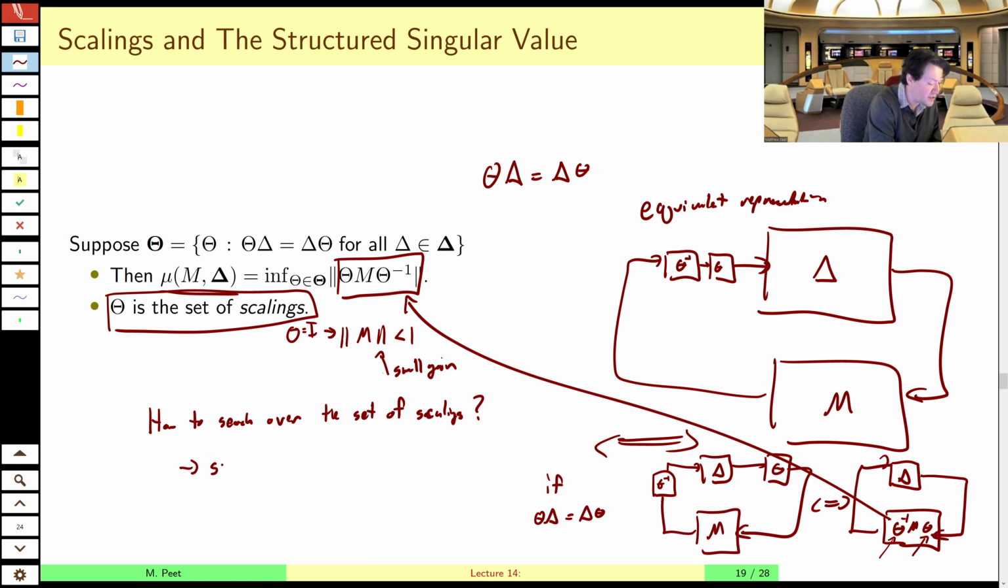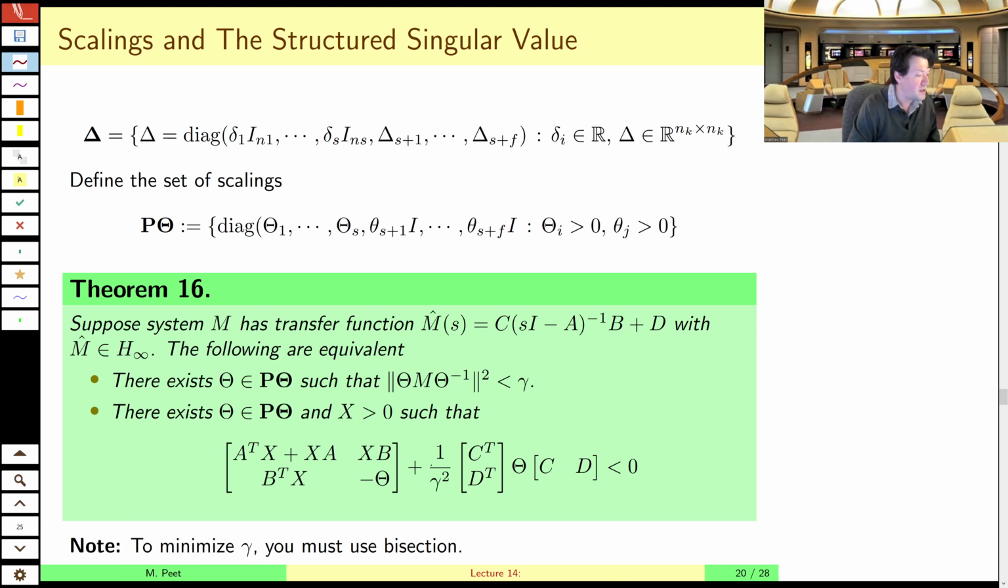So if we can search over the set of scalings, we can get a scaled version of the S procedure. And that's what we're going to be focusing on for the next few slides. So first of all, what we need to do is figure out what set of scalings, what set of factors commute with our set of uncertainties.